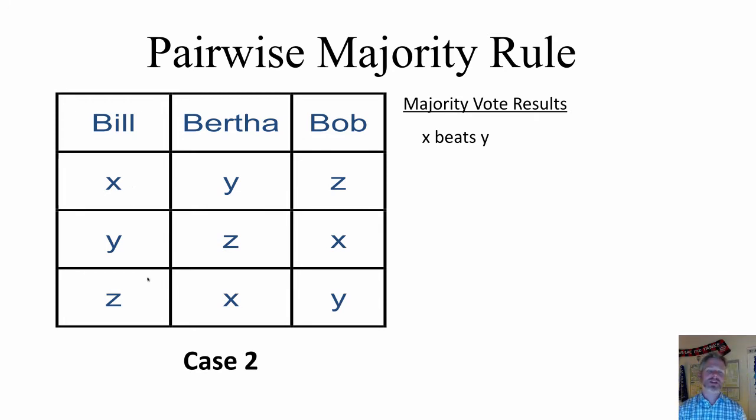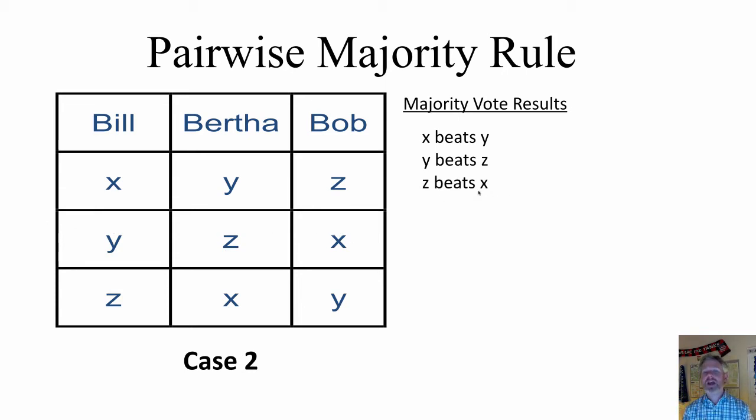So let's do X versus Y. Well, Bill prefers X to Y. Bertha prefers Y to X. Bob prefers X to Y. So X beats Y in that pairwise competition. What about Y versus Z? Well, Bill prefers Y to Z. Bertha prefers Y to Z. But Bob prefers Z to Y. Y gets 2 votes. Z gets 1. Y beats Z.